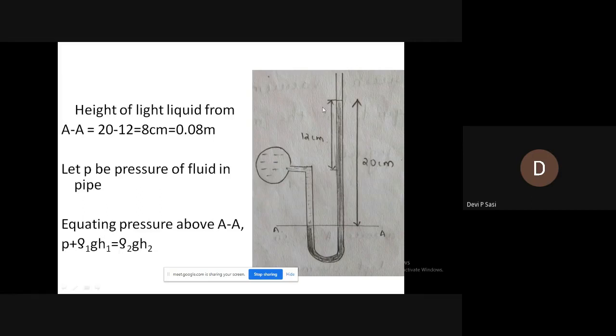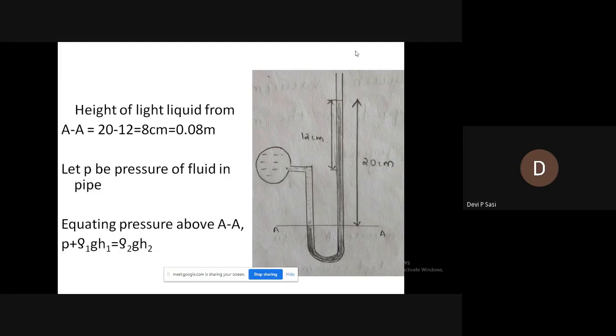Now, let us assume the pressure inside this pipe as small p, as we do usually. Now, we have to find H2. H2 means it is the height of heavy liquid above the datum line. It is given in the question as 20 centimeter. So substituting in meters, it becomes 0.2 meters.